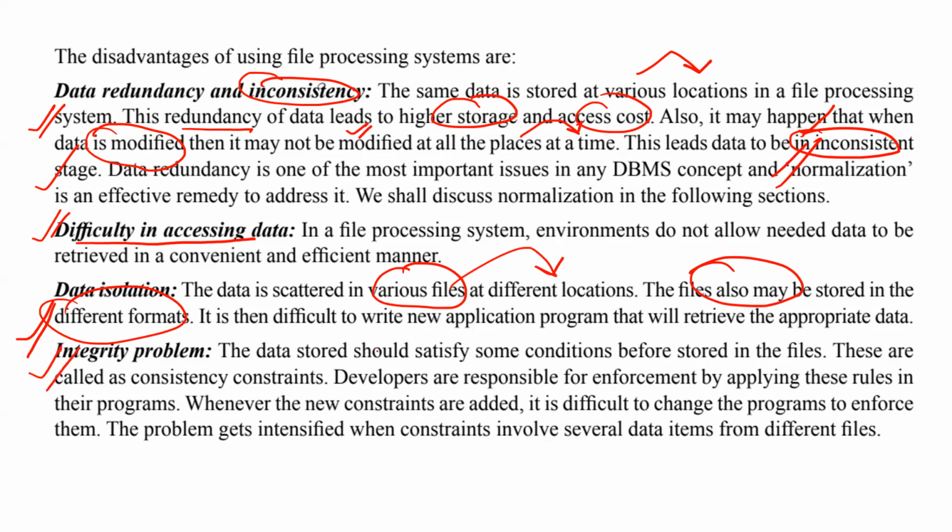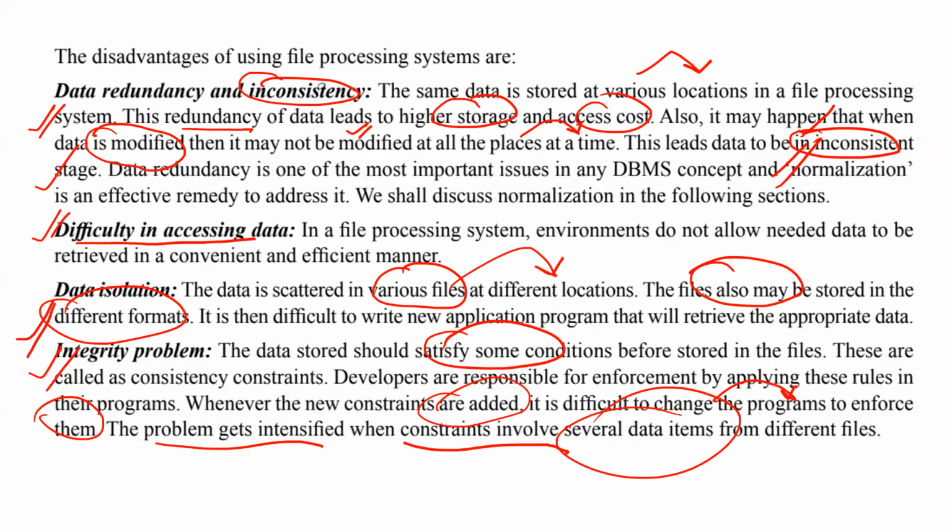Integrity problem. The data stored should satisfy some conditions before being stored in the files. These are called consistency constraints. Developers are responsible for enforcement by applying these rules in their programs. Okay, because they have to pick the data from here. When new constraints are added, it is difficult to change the programs to enforce them. The problem gets intensified when constraints involve several data items from different files. Clear? That is, it is very difficult to collect the data from different files due to the consistency constraints.